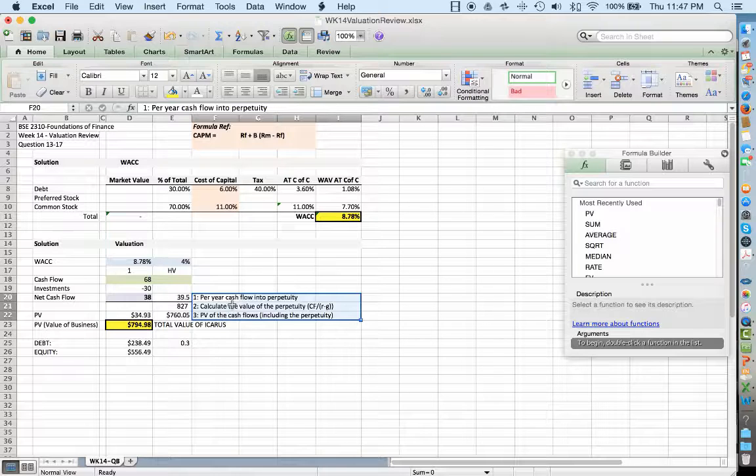I'll be posting this spreadsheet as well, so you can go in and reference some of the formulas. Hopefully this will be useful as you work on your homework problems.